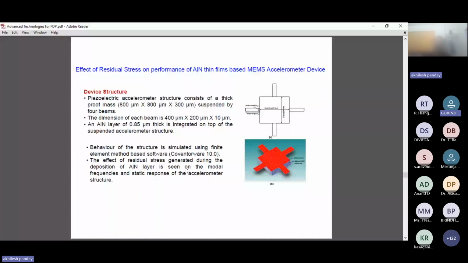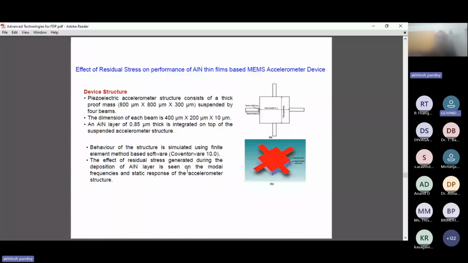Now, in one of the aluminum nitride thin films, the residual stress was determined using X-ray diffraction, and a MEMS accelerometer was designed. In the MEMS accelerometer, the piezoelectric accelerometer structure consists of a thick proof mass around 800 micron by 800 micron by 300 micron, suspended by 4 beams.